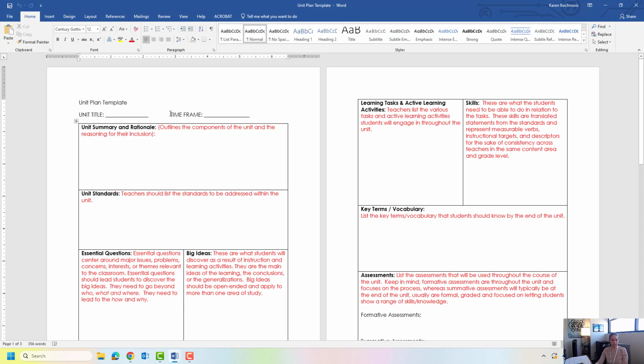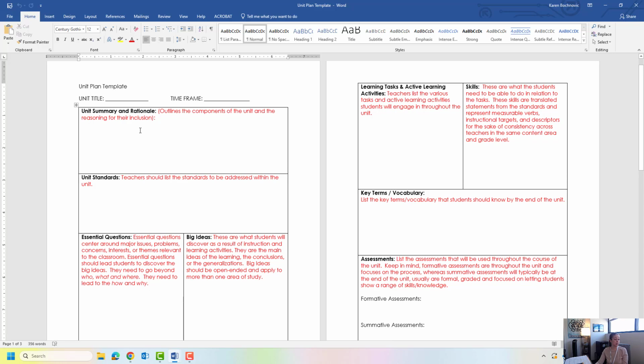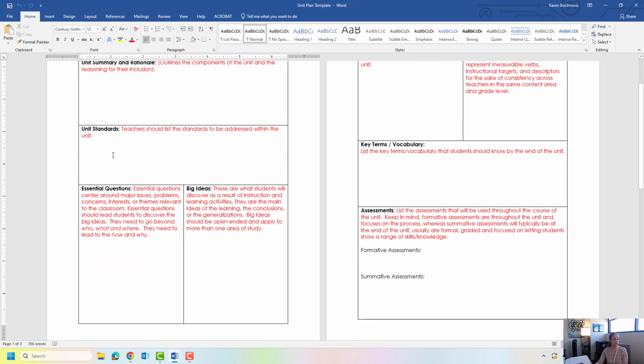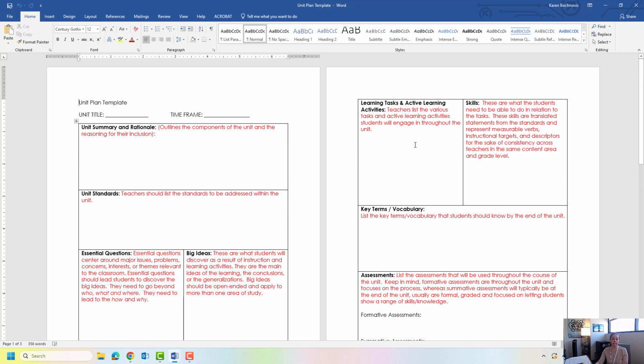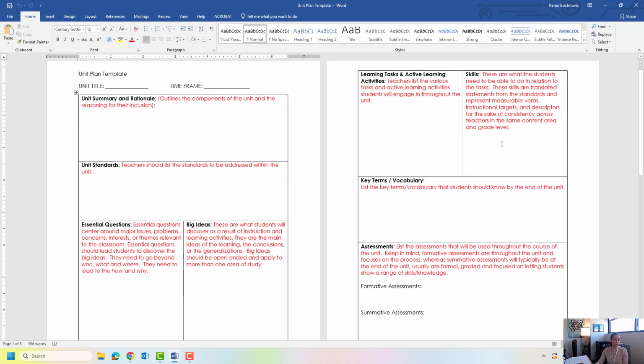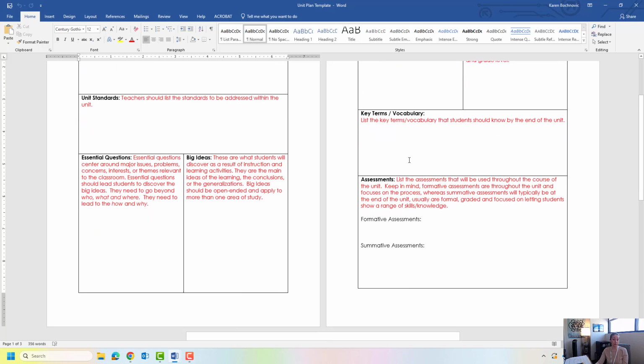So you're going to tell me your unit title. How many weeks do you plan to spend on this unit? Give me a summary of the unit. Tell me what standards you're covering. What essential questions? What big ideas are you covering in this unit? What learning tasks or active learning activities are students going to do? What skills are they going to acquire? What vocabulary are you covering?